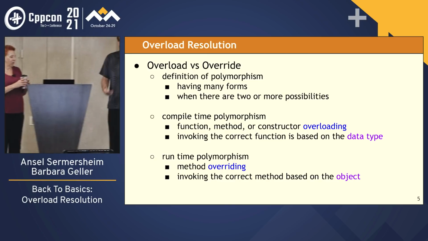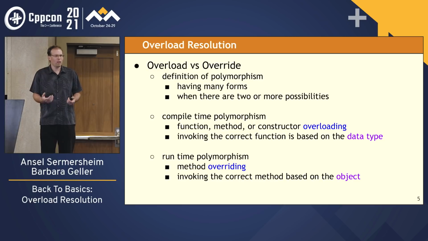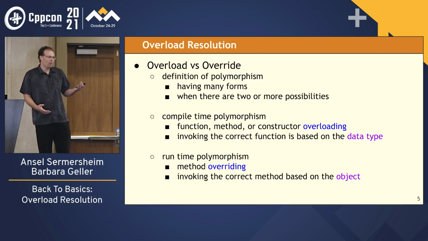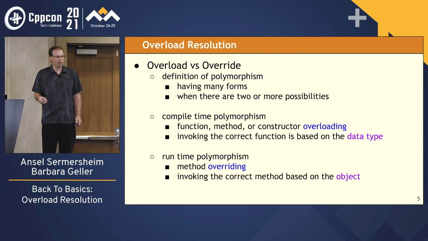As we start talking about overload resolution, we need to first look at some terminology. And we want to distinguish between some similar terms that are actually completely different. People talk a lot about overloads and overrides. And in order to understand the difference, we need to back up and look at the term polymorphism, which literally means something which has many forms. In computer science, we use this term when there are two or more possibilities for some choice that's being made.